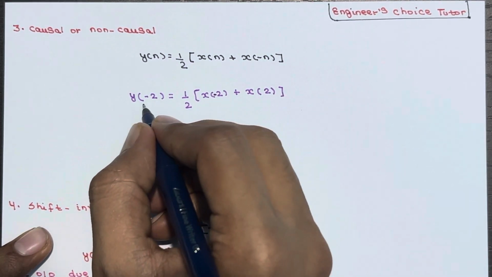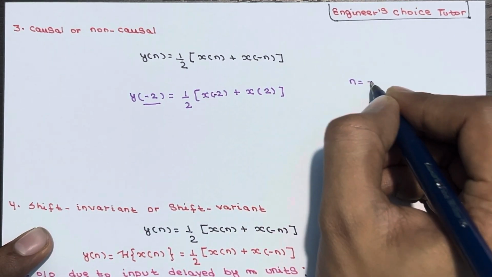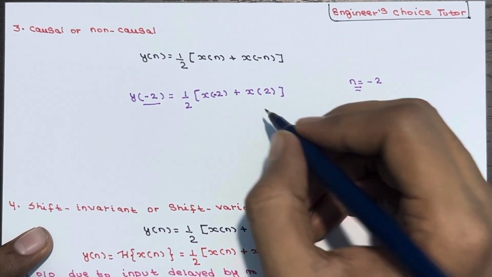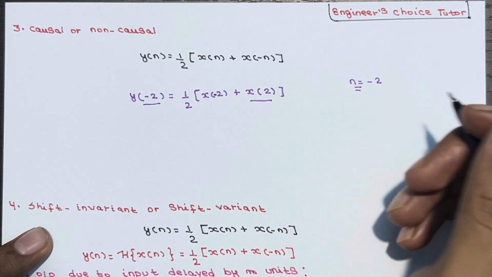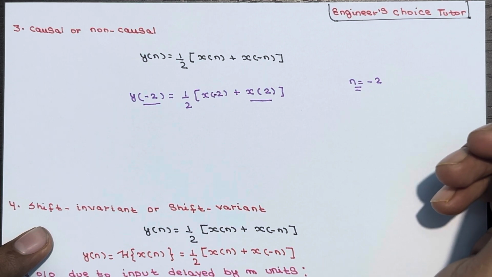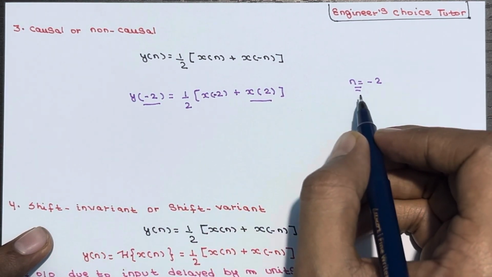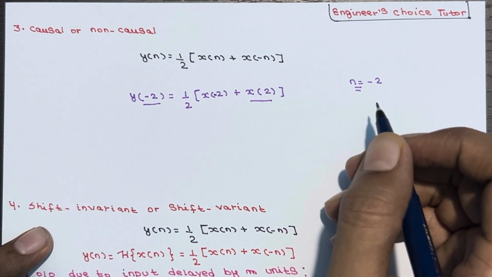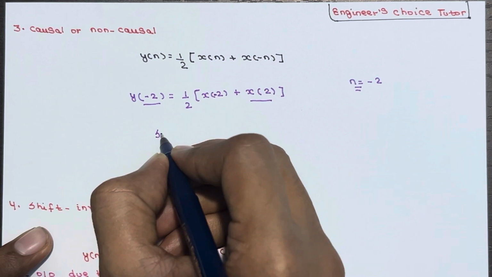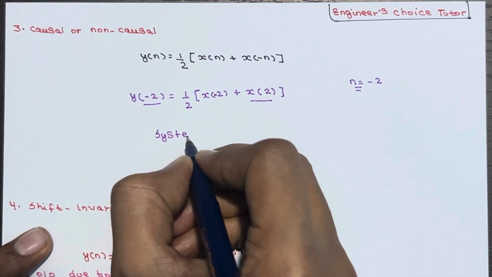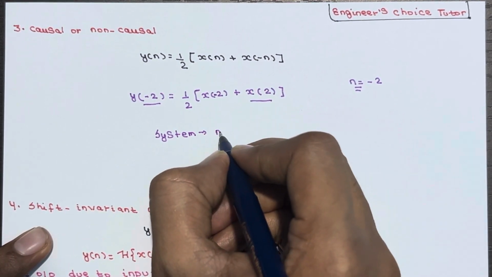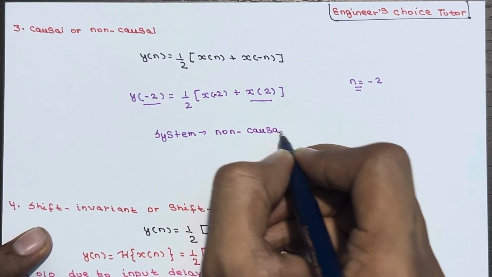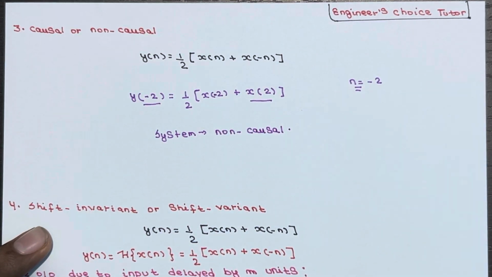If you see here, we are at n equal to minus 2, but the output depends upon x of 2. We are talking about the future, right? So for negative values of n, the output depends on the future values of input. That is why the system is a non-causal system. Non-causal. Clear? Hope it is clear to you.